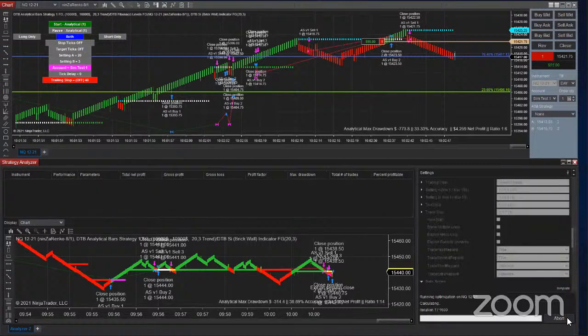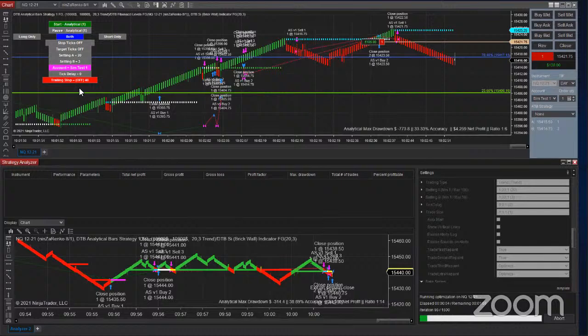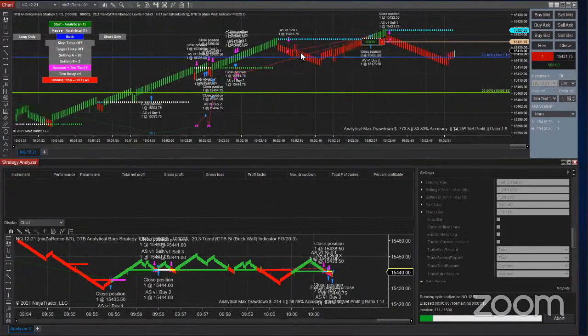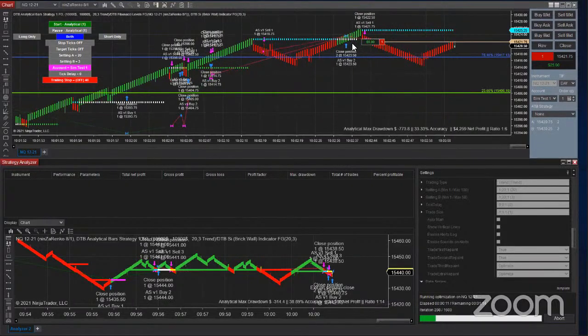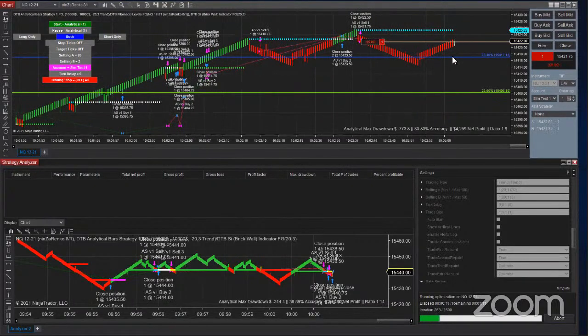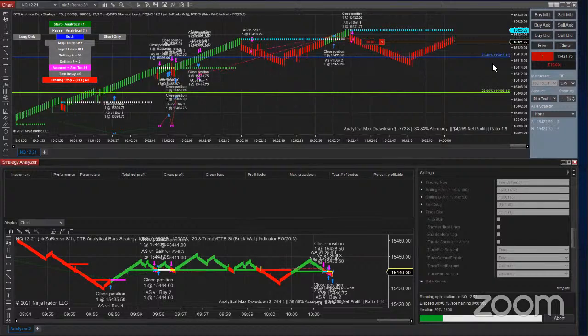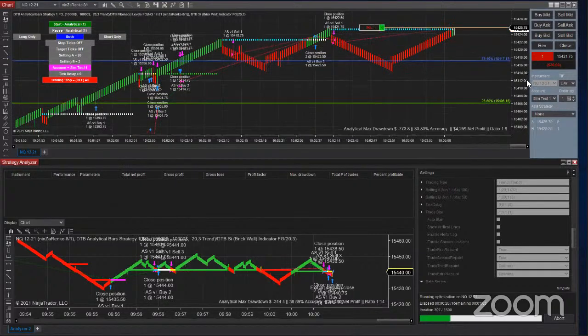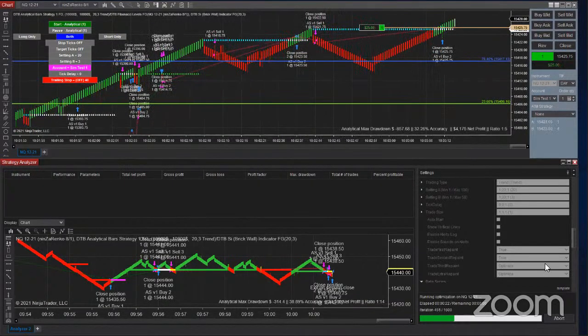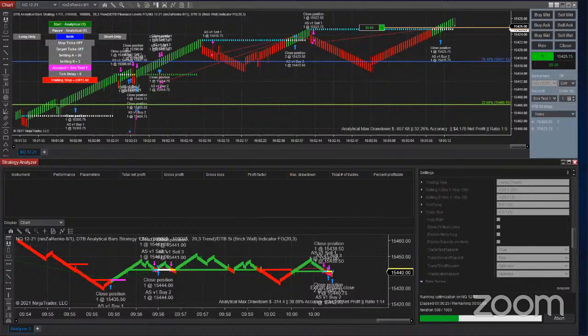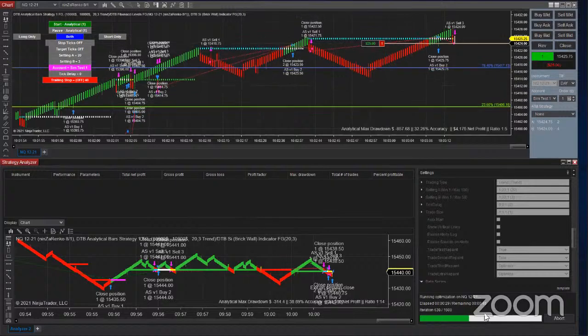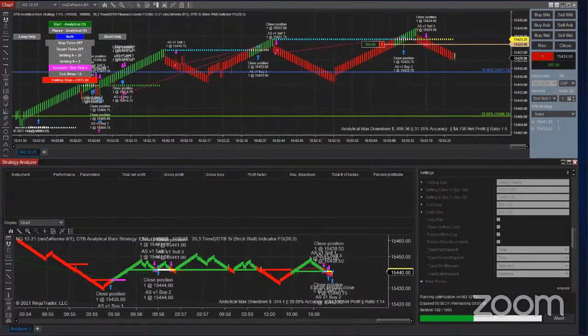Okay, so I'm going to just run this optimization again and just see what that's coming up with. So we had some really good winning positions. We had some small losing ones over here, a little bit of bouncing around. I'm not liking the speed of these optimizations. They should be going a lot quicker than what they are at the moment.